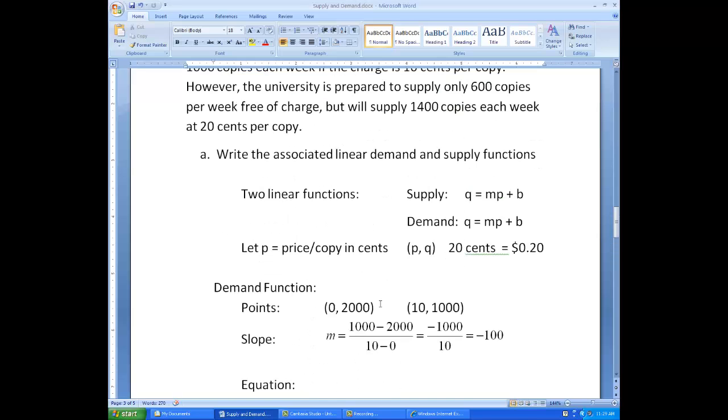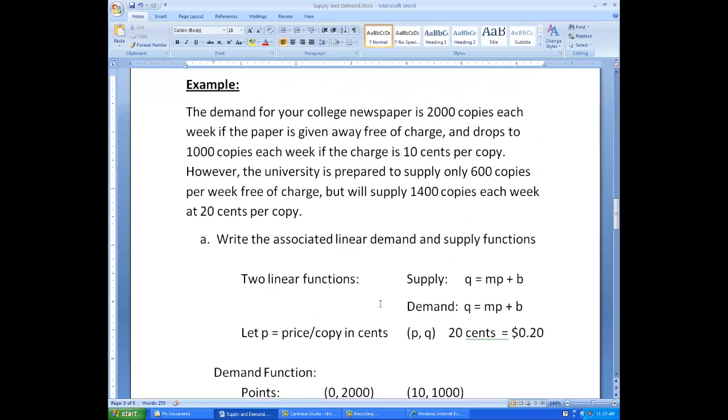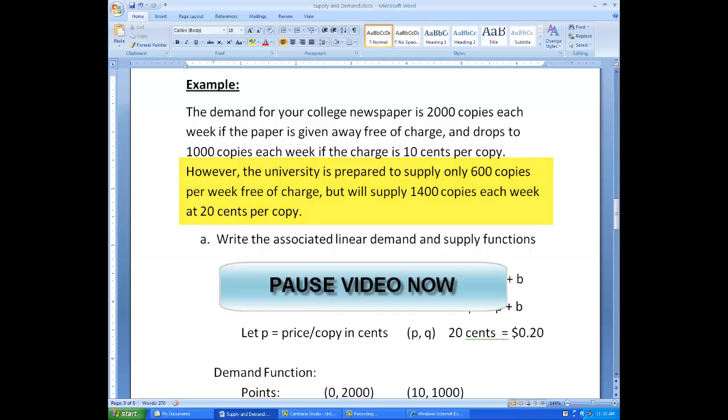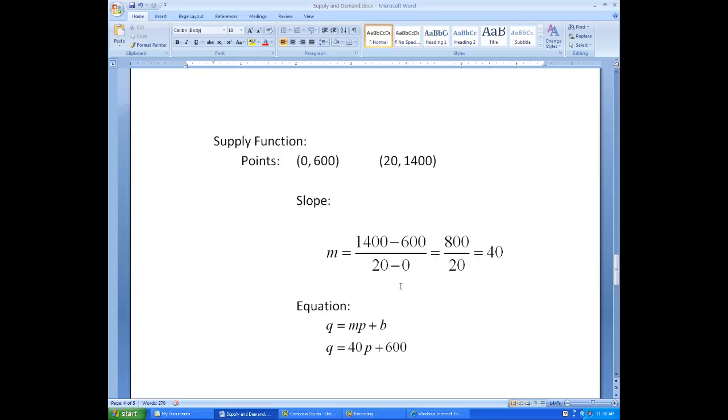Now I'm going to scroll back up here to our statement of our problem, and I want you to pause the video and see if you can go through this process for the supply function. So you need to first find the 2 points that are given, second, use those 2 points to find the slope, and third, write the equation. So go ahead and pause the video. Hopefully you found the 2 points were (0, 600) and (20, 1,400). You put those into the slope formula and found that the slope was 40, and the equation was Q equals 40p plus 600.